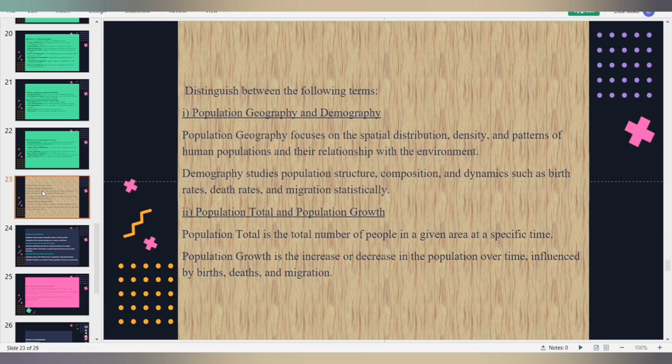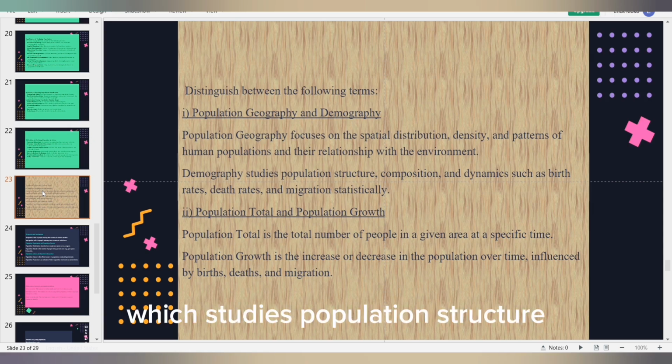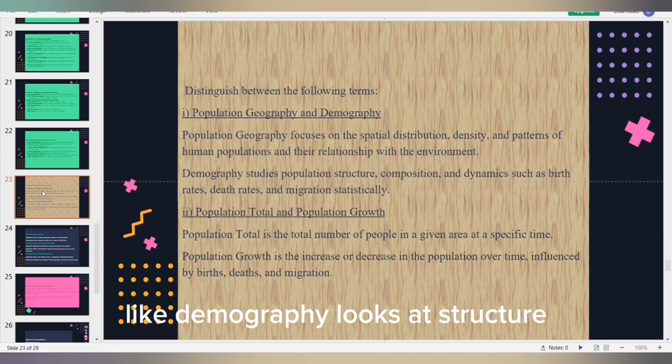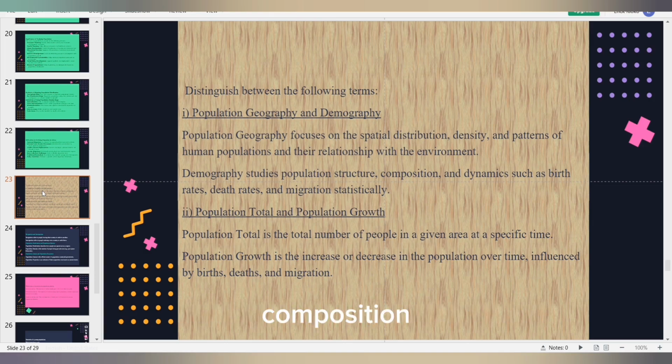Then we have demography, which studies population structure, composition, and dynamics. Structure, composition, and dynamics. For example, the age of a person, the occupation, is he or she married? Demography looks at structure, composition, and dynamics, such as birth rates, death rates, and migration.